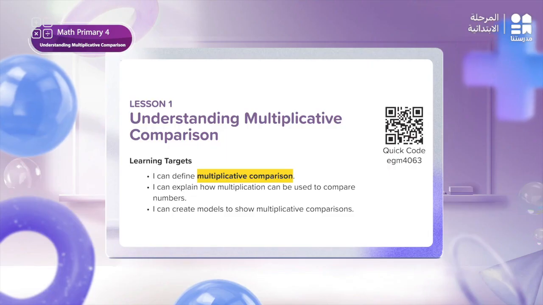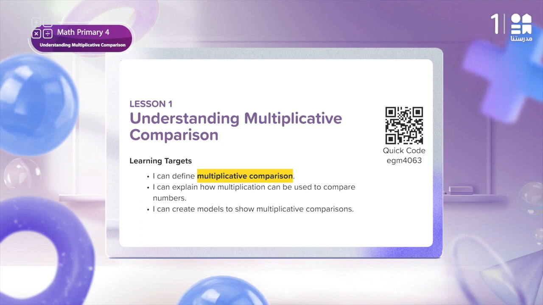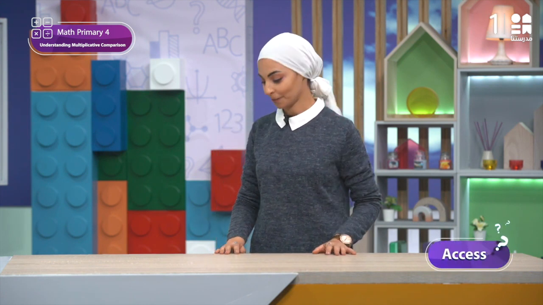Understanding multiplicative comparison. In this lesson, we will learn how to compare numbers using multiplication and how to create models to show multiplicative comparisons. As we are talking about transportation, have you ever thought about why the seat belt is very important? We will discuss this in Access page 195. Let's see it all together.